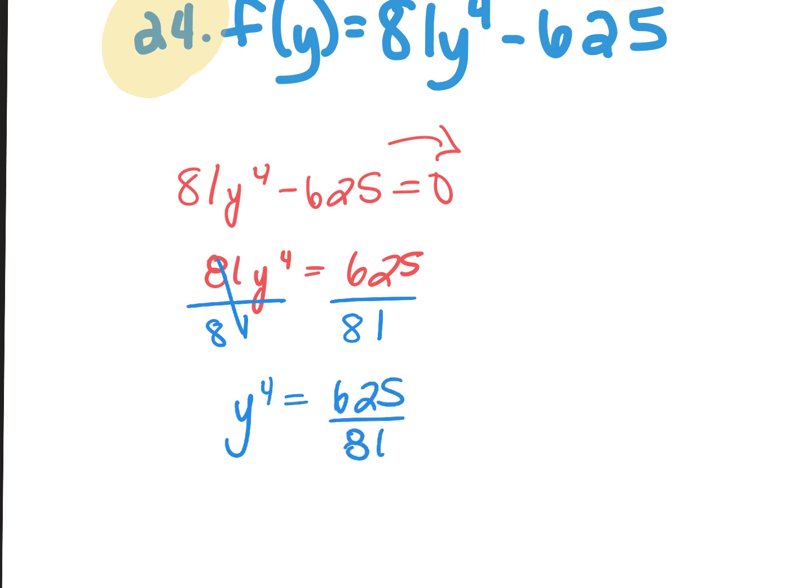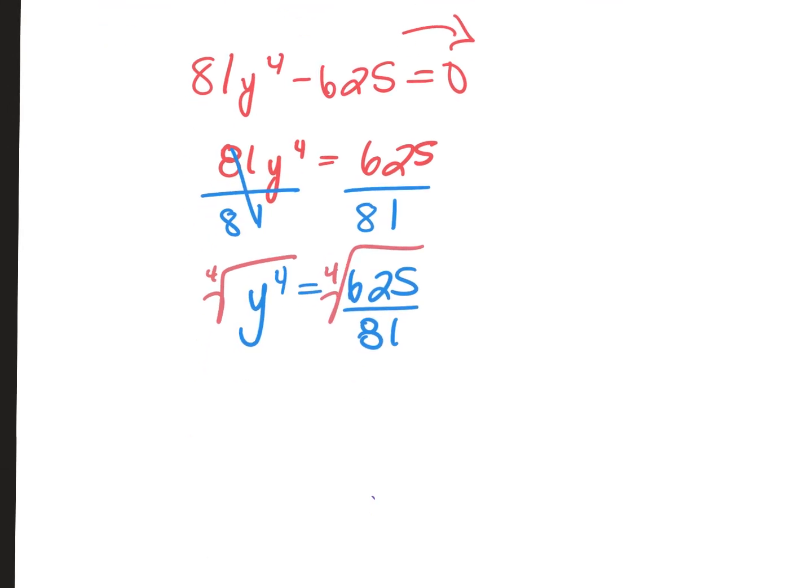Does that divide nice and pretty? No. So how do I get y all by itself? I'm not going to take the square root. I'm going to take the what? The 4th root. Good. I'm going to take the 4th root. What kind of a number is 4? Even or odd? So if I take an even root, what goes in front of my answer? Plus or minus.